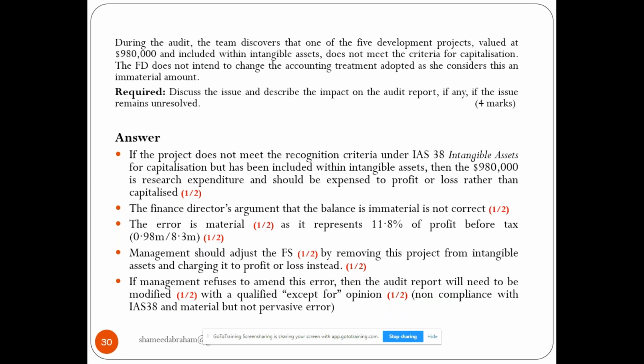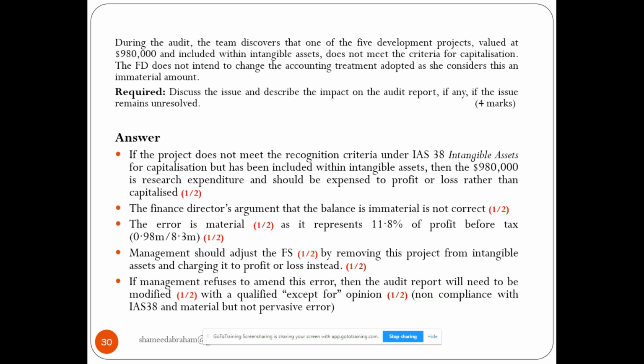All that was required for a half mark is to say, good, that if the project does not meet the criteria for capitalizing it as an intangible asset, then the 980,000 is really research expenditure and should be expensed. Research expenditure should be expensed. I could have said that alone and could have gotten the half mark, but where is that half mark coming from? The accounting treatment, accounting knowledge that I have to know about.